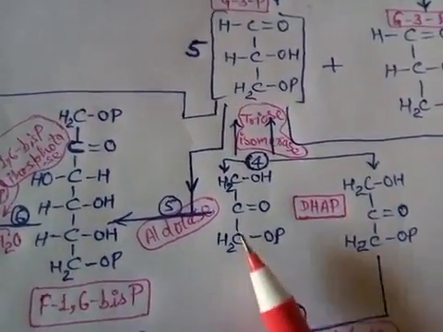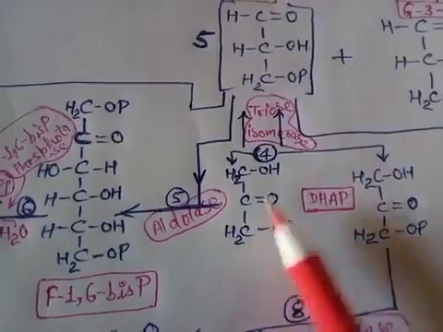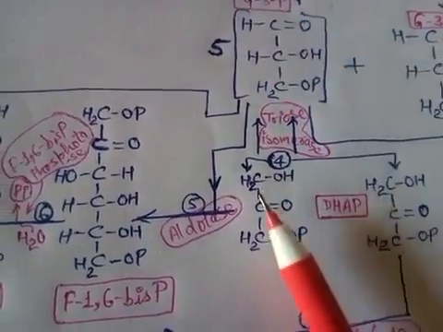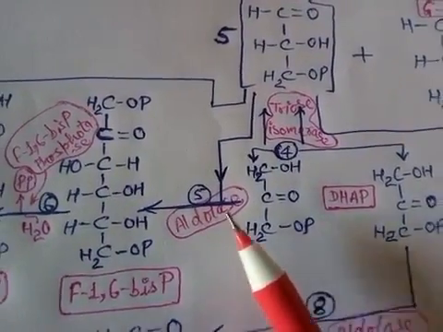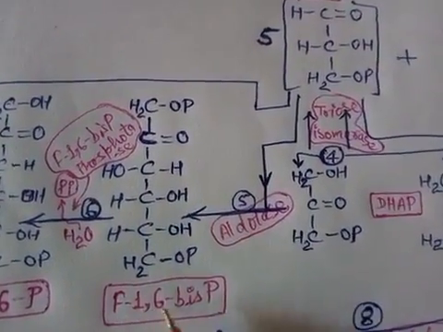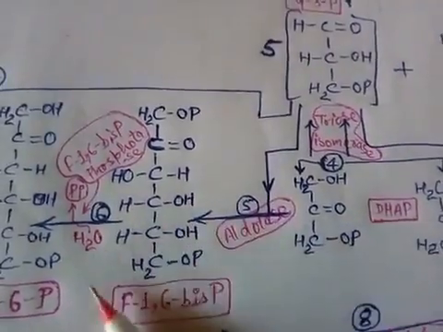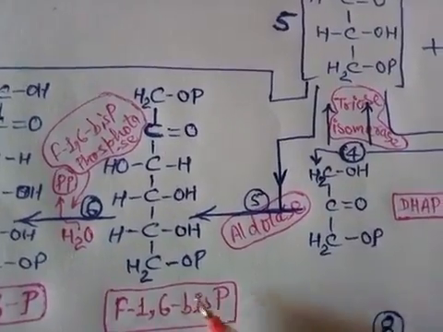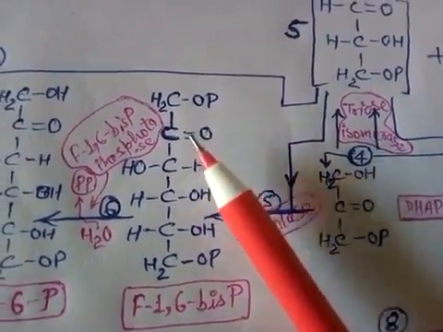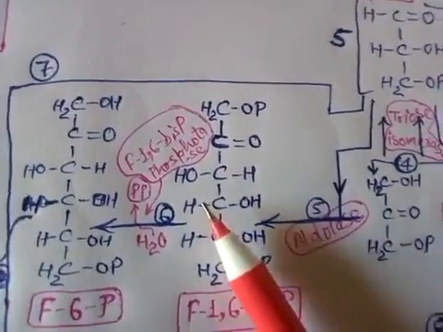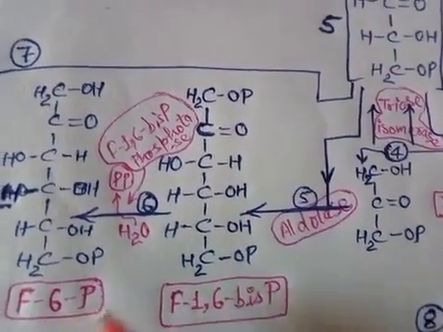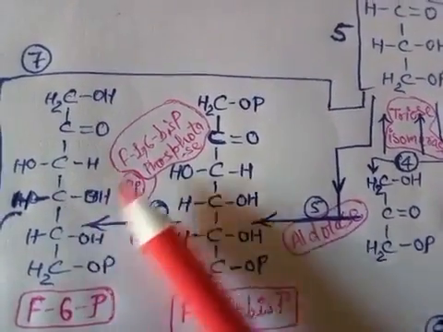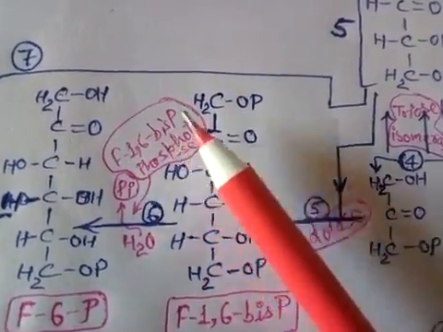Now 1 molecule of dihydroxyacetone phosphate is further combined with 1 molecule of glyceraldehyde 3-phosphate in the presence of the aldolase enzyme and converted into fructose 1,6-bisphosphate. This is the key thing which is formed here. Now fructose 1,6-bisphosphate is converted into fructose 6-phosphate in the presence of the enzyme fructose 1,6-bisphosphatase.